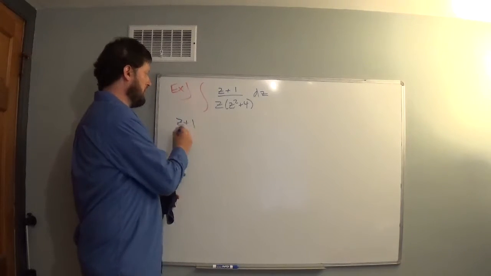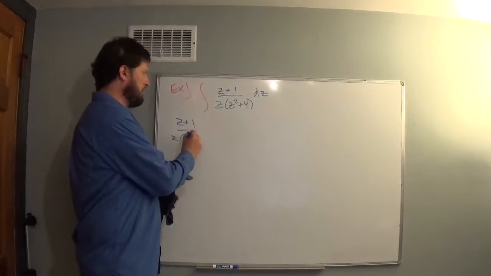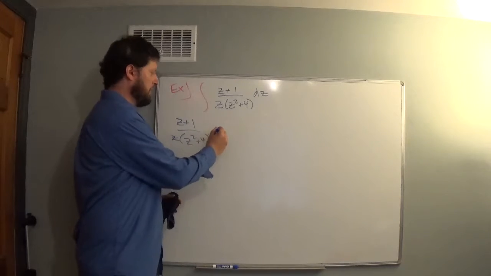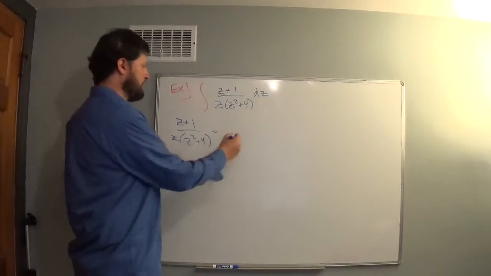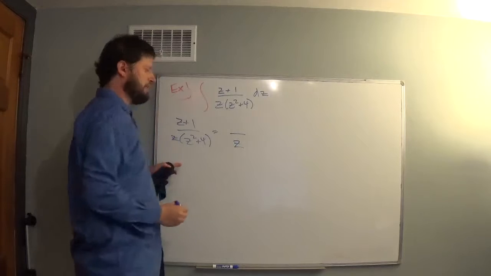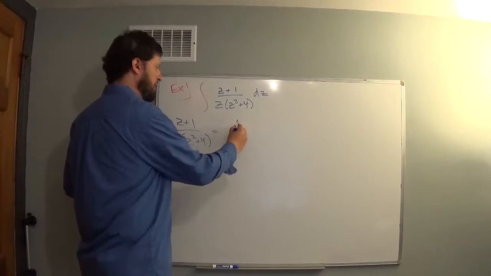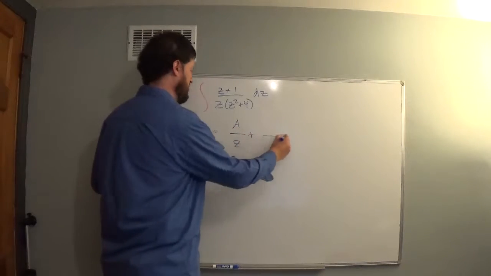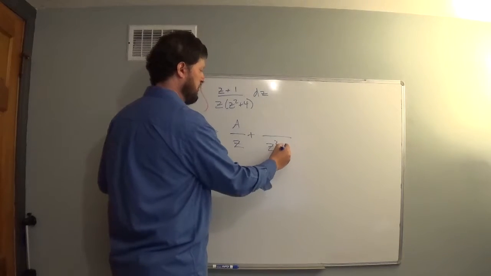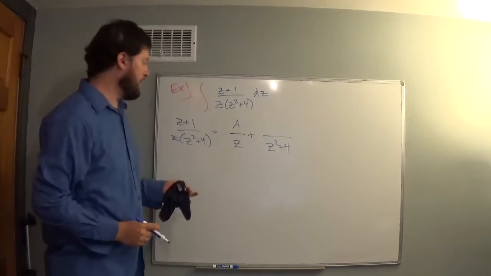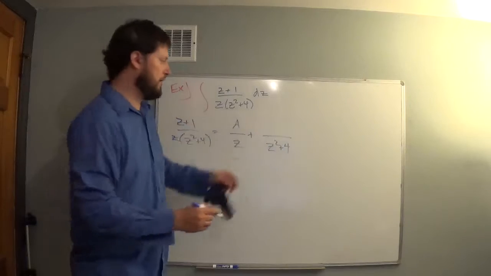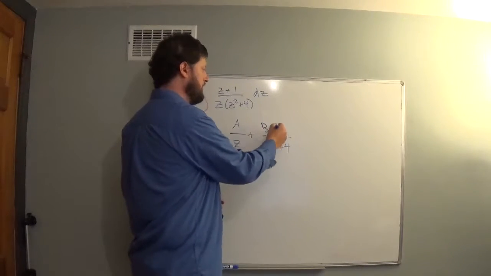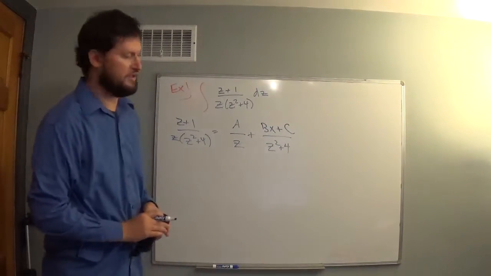So we'll start by writing out the decomposition. The first term is a z. Since it's a linear term, the numerator will be a constant, A. The second term is z squared plus 4. Since it's a quadratic term, the numerator will be a generic looking linear term, bz plus c.